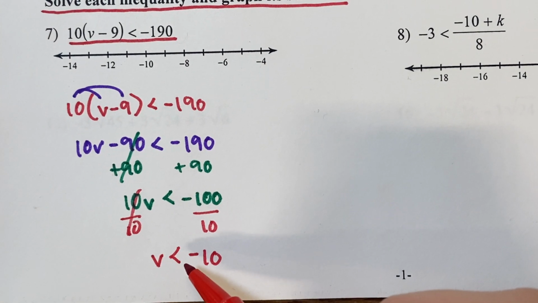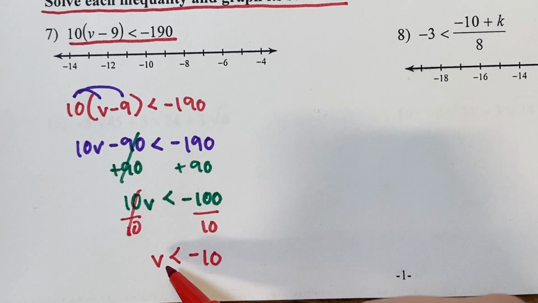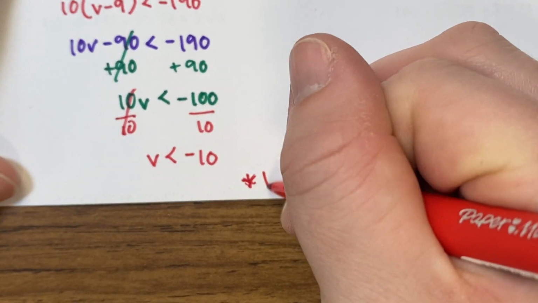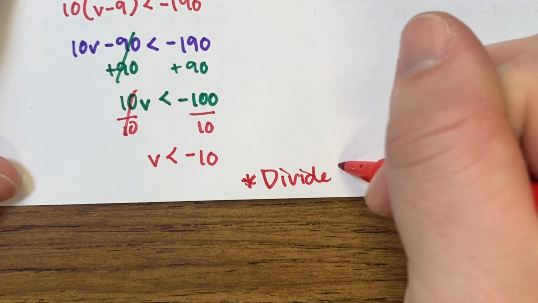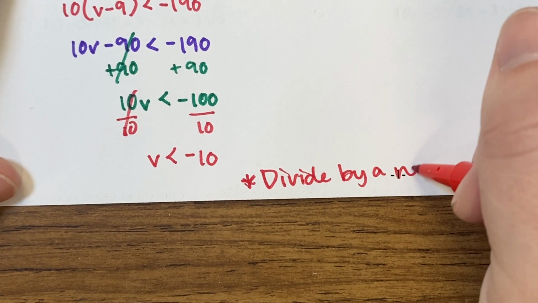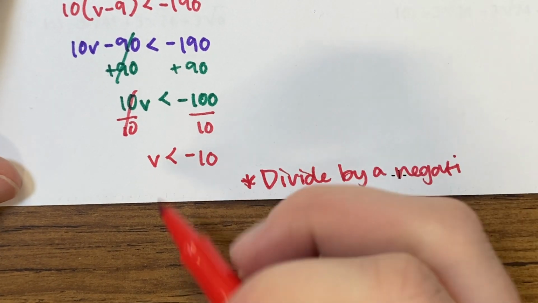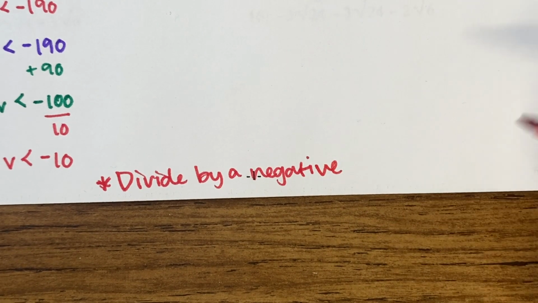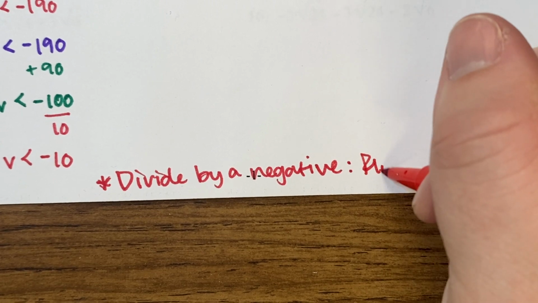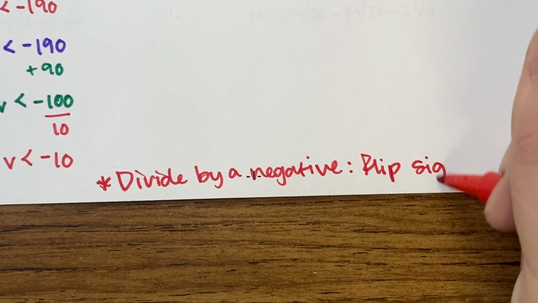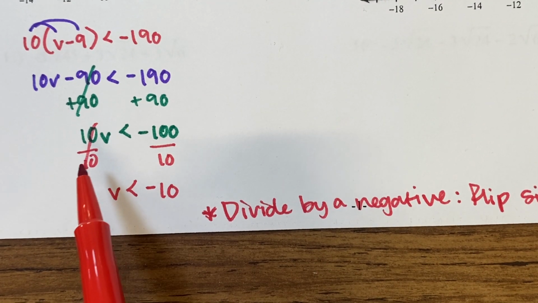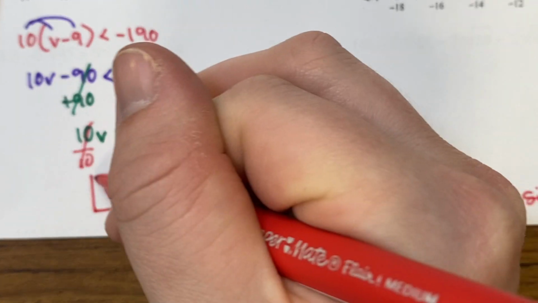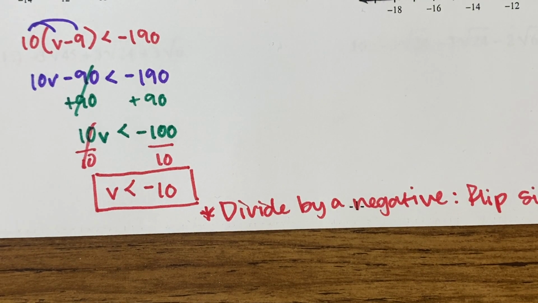Okay, and a quick rule, if you were to divide by a negative, the sign would flip. In fact, let's write that on our paper. Divide by a negative, which means if that positive 10 would have been a negative 10, then we would have had to flip the sign. Divide by a negative, you're going to have to flip the sign. But because we divided by a positive 10, the sign didn't change. So our final inequality is v is less than negative 10.